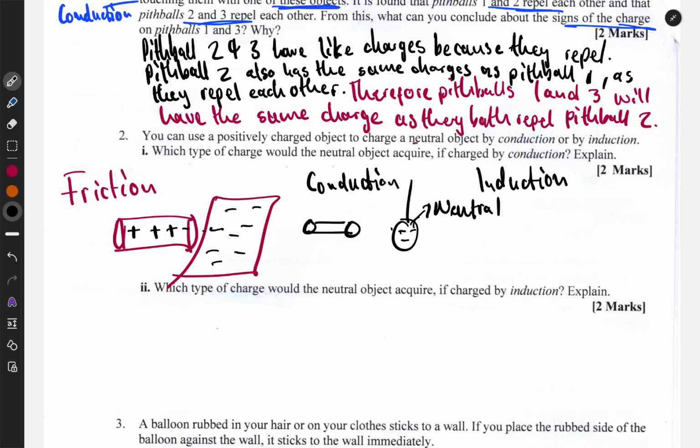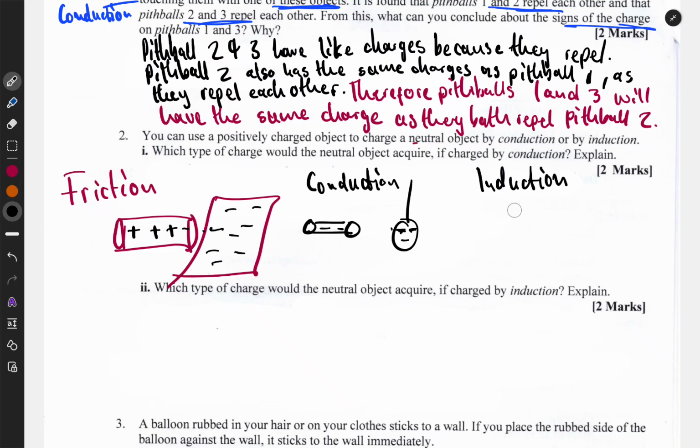So when you charge by conduction, the thing you are charging will end up having the same charge as the thing you used to charge. Okay? This was the thing that was used to charge. He was neutral, remember? But now he's charged. He's no longer neutral. He's going to be charged.